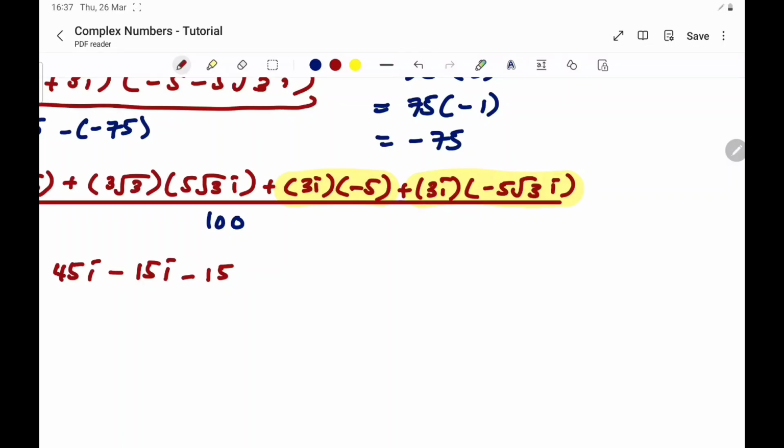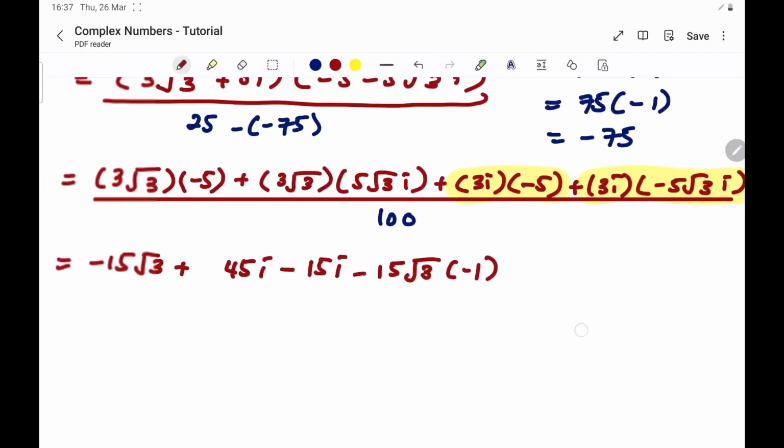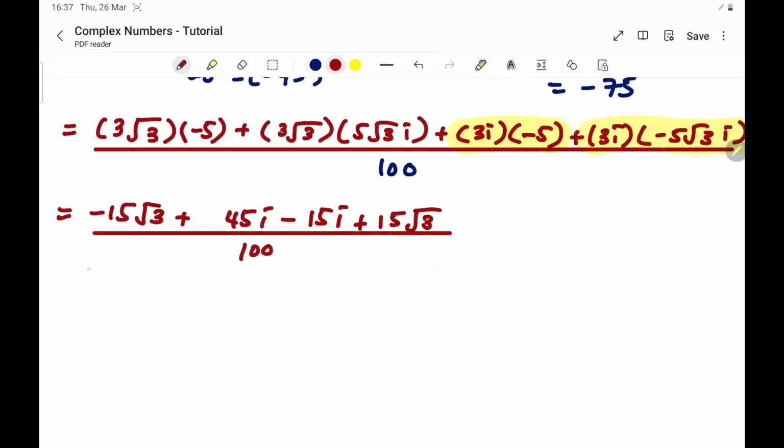Negative 15 square root 3. And then i square is negative 1, so put negative 1. So here you will get plus instead of negative, so you divide by 100. Here you check, this is the same: negative 15 square root 3 plus 15 square root 3 becomes 0.